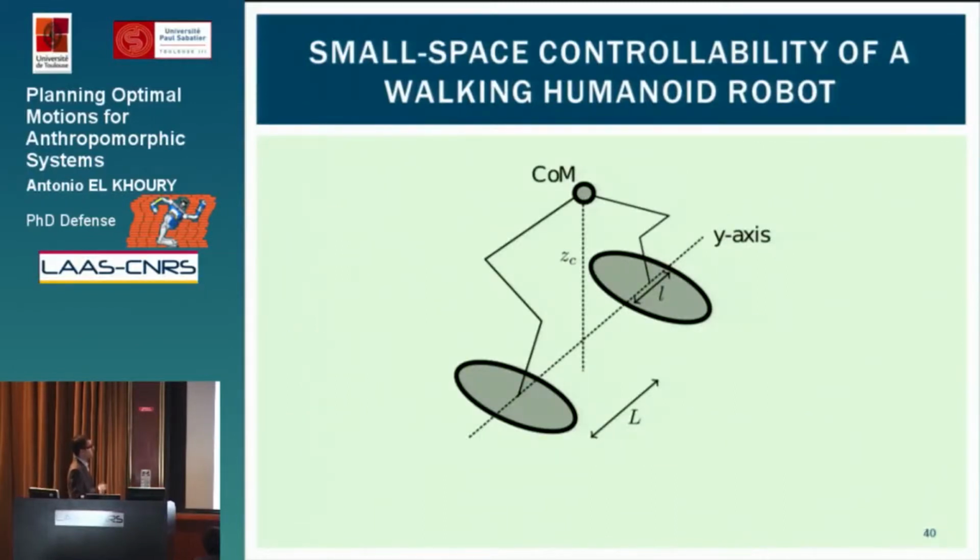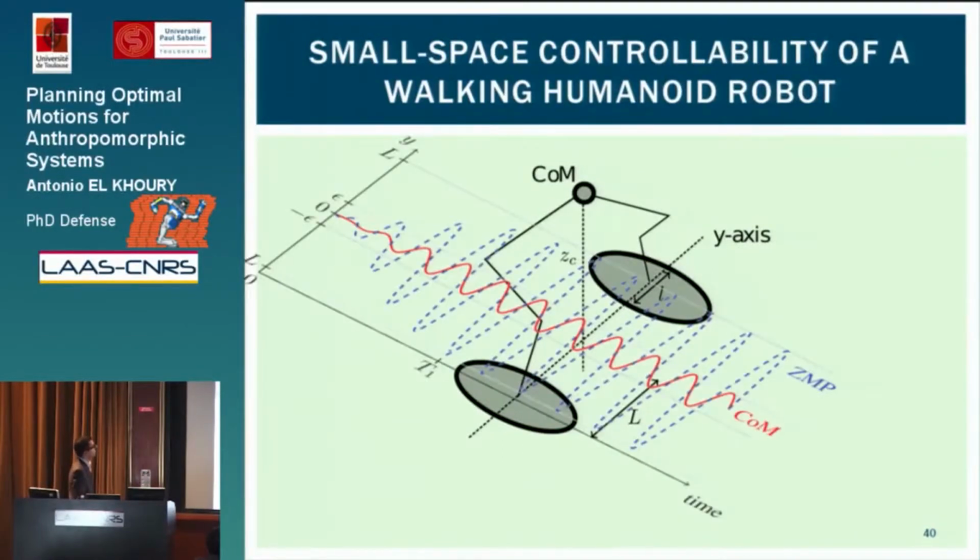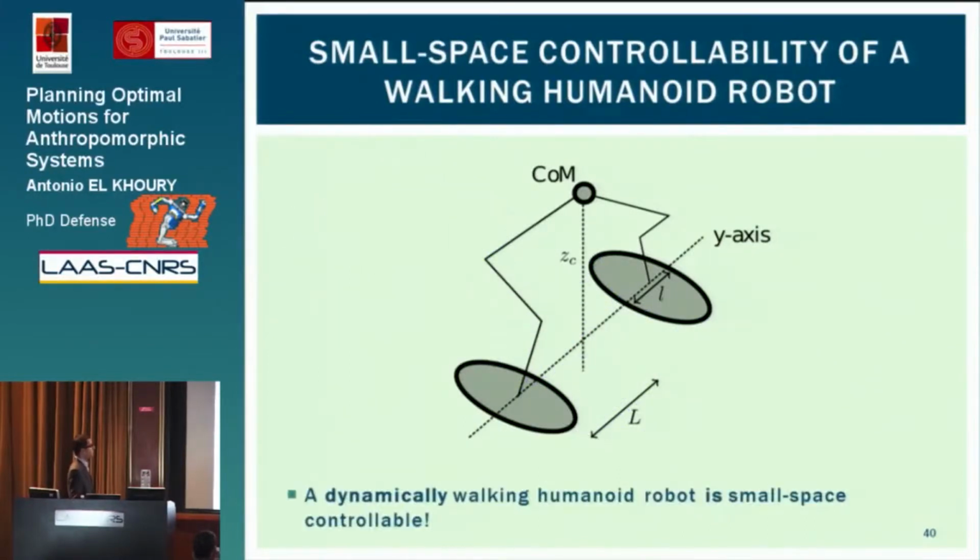So if we look back at the same simplified model, using the same signal that we showed before plus a transient state, we can show that we can move the ZMP back and forth, during time, from the right leg to the left leg, such that we can lift one foot, put it back, and then lift the other, execute walking steps, while making sure that the center of mass remains inside an arbitrarily small neighborhood of its rest position. And so this proves that a dynamically walking humanoid robot is small space controllable.